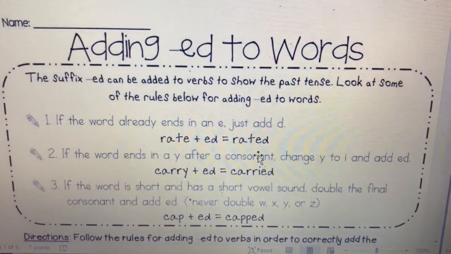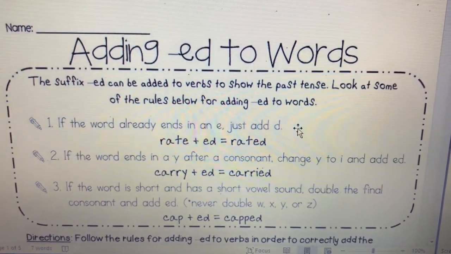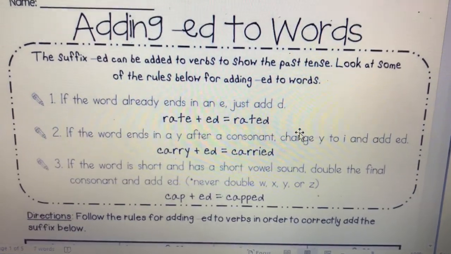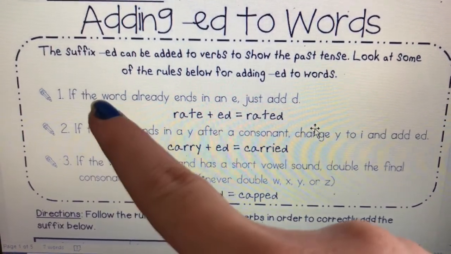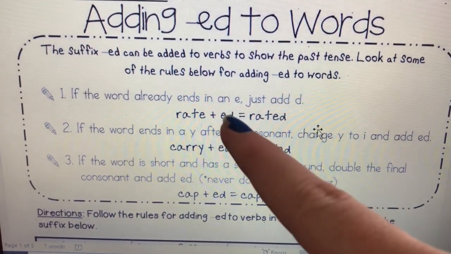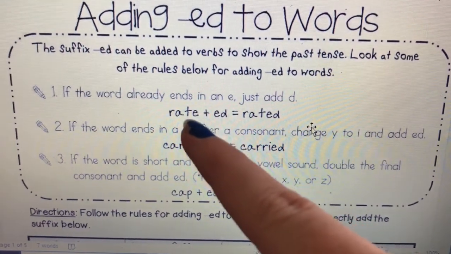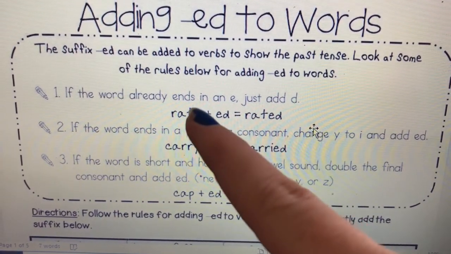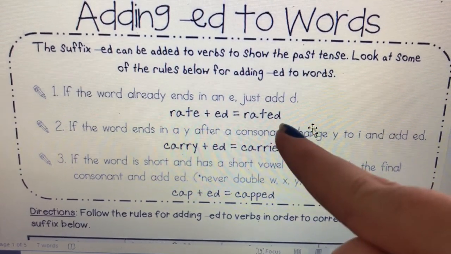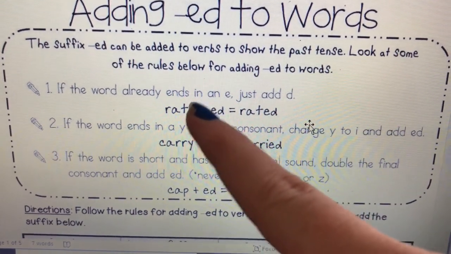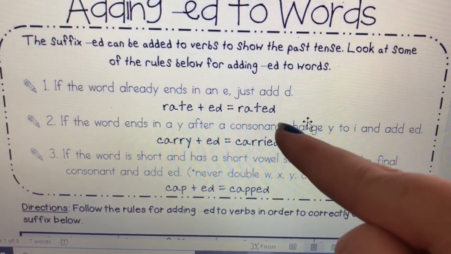This shows us how we're going to add ed to words. And these have some rules that we've kind of already gone over, but here it points out our Y rule. So number 1 says, if the word already ends in E, just add a D. So like I said, we just kind of pretend that first E isn't there. We can pretend to drop it. We add ed and it becomes a new word. So this is rate. We pretend that E isn't there. We add ed and it becomes rated.